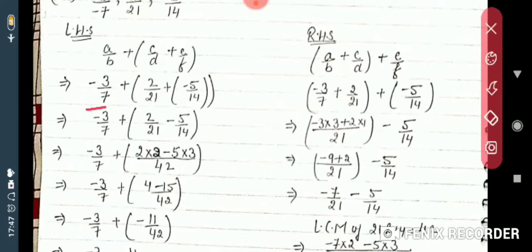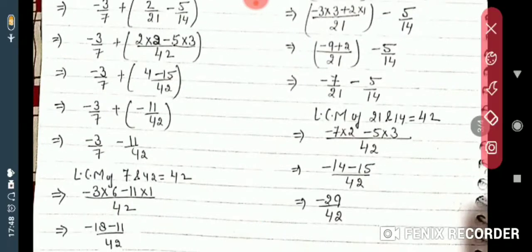So 3 by 7 plus 2 by 21 plus, what is E upon F? Minus 5 by 14. So first you will solve the bracket. So 2 upon 21 plus minus 5 by 14. So the LCM of 21 and 14 will be 42. And how many times does 21 appear in the 42 table? 2 times. So 2 multiplied by 2, 4. Same, 14 threes are 42. 5 multiplied by 3, 15. So you will subtract 4 from 15 and you will get 11. How much will you get? Minus 11. Why? Because minus 15 is greater.